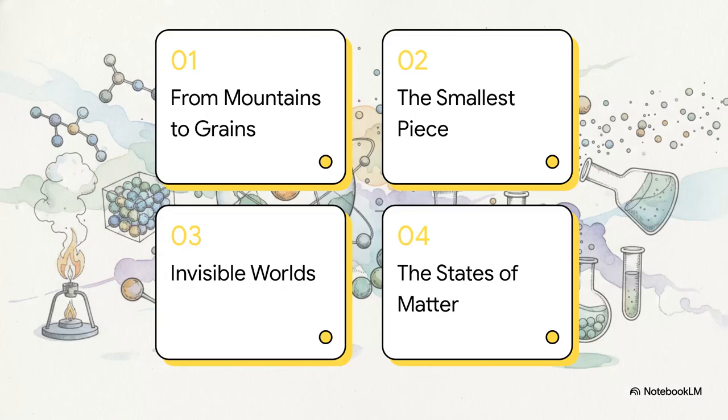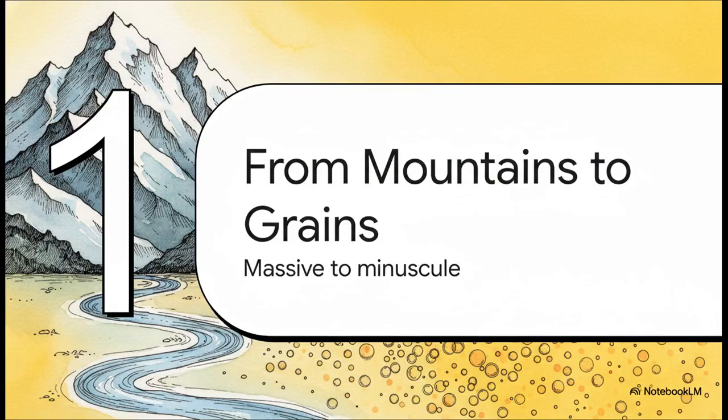All right, so here's our game plan. First, we'll go from mountains to grains. Then we'll hunt for the smallest possible piece of something. After that, we'll dive into the invisible worlds and hidden rules that govern them. And finally, we'll put it all together to understand the three states of matter. Let's get into it. Okay, part one, from mountains to grains.